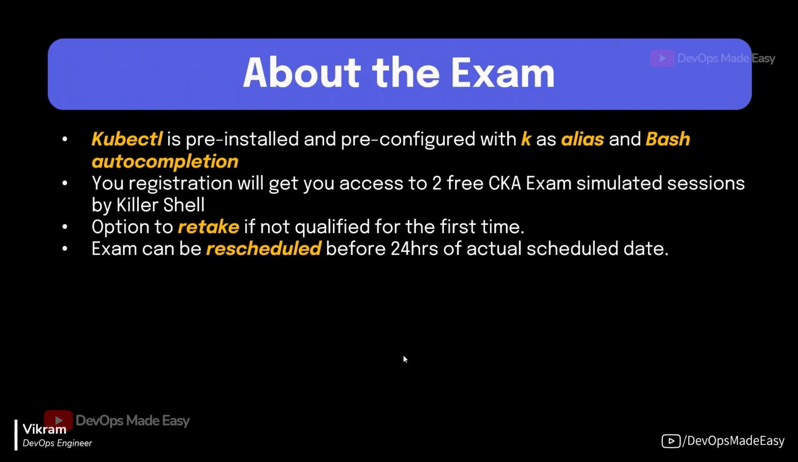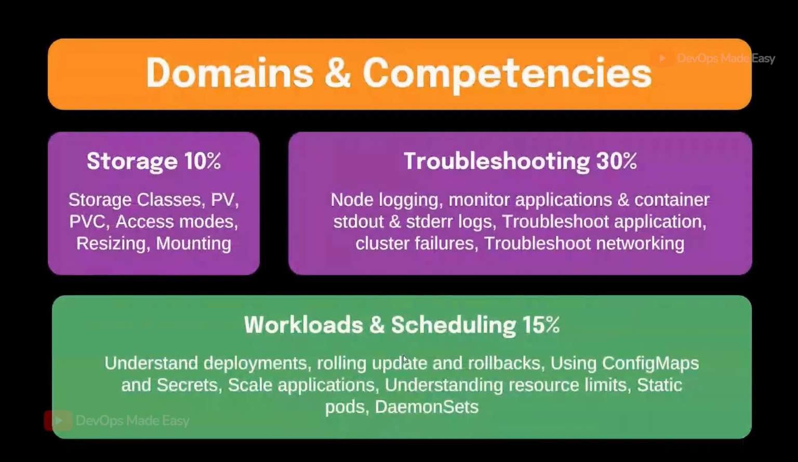Coming to the domains and various competencies tested, you'll have various topics in Kubernetes. From the storage part, the weightage is 10%. You may get one or multiple questions that add up to 10%. Questions can come from storage classes, persistent volume claims, access modes, PVC resizing, and mounting of PVCs as a volume. All these questions can be expected. Definitely you'll get one question from this.